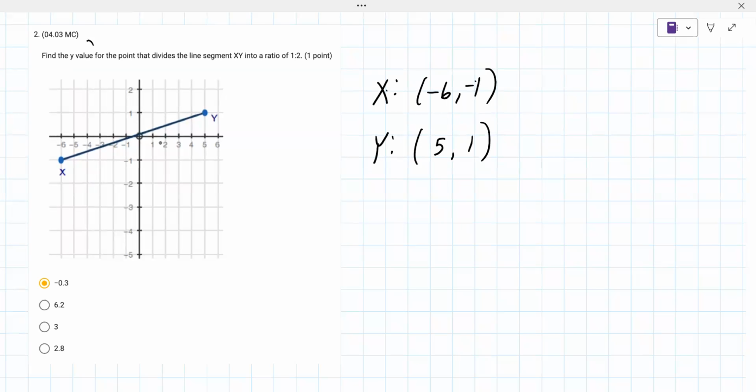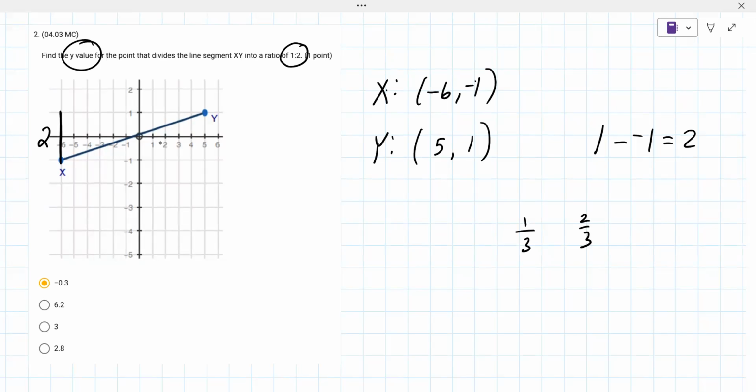All right, now we're interested in the Y value this time. So how much space is between 1 and -1? What's the distance between them? 2 units. Yeah, and you can just count. You can say it's 2, or you can say 1 minus -1, that's 2. Okay, now a ratio of 1 to 2 means that it's 1/3 and 2/3.